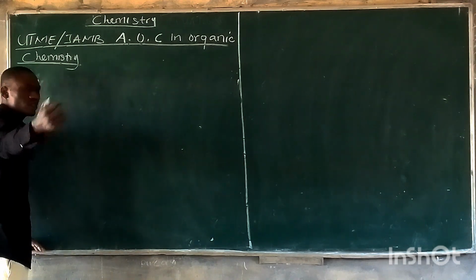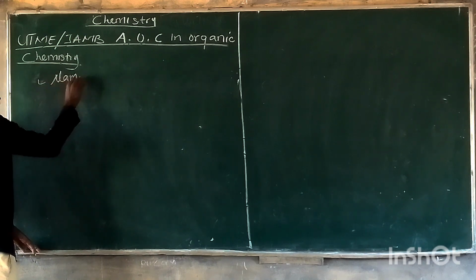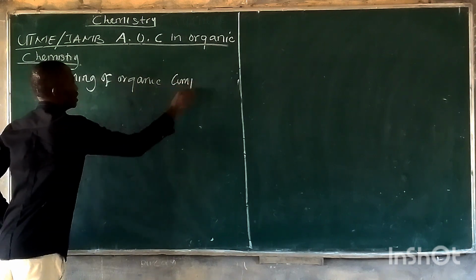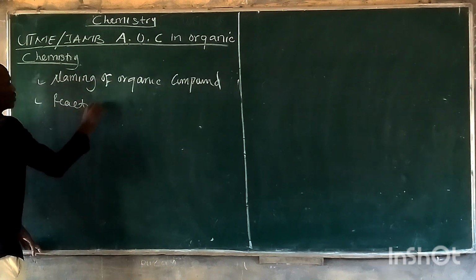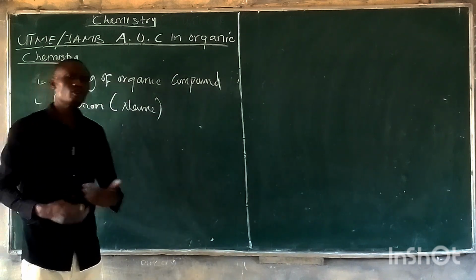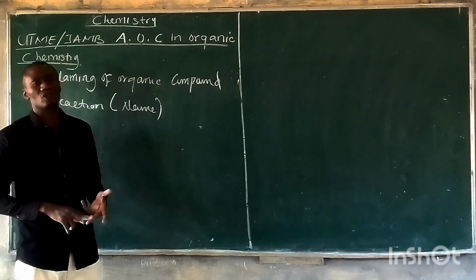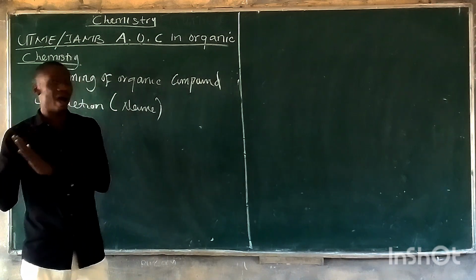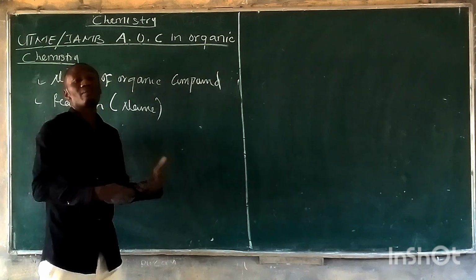Now, the area of concentration is that these questions will be coming from, number 1, the naming of organic compounds. Number 2 is the reactions. For the reactions, you need to know the name of the reaction. Some of the reactions are oxidation reaction, reduction reaction, esterification reaction, decarboxylation reaction, Clemmensen reduction, that is for higher textbooks, and all kinds of fermentation reaction.